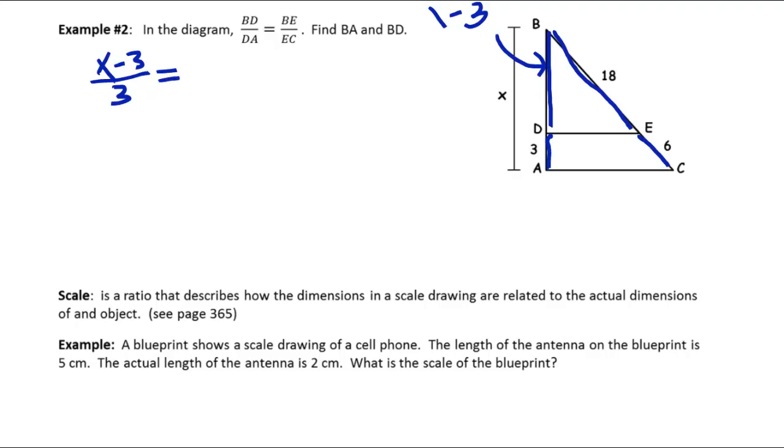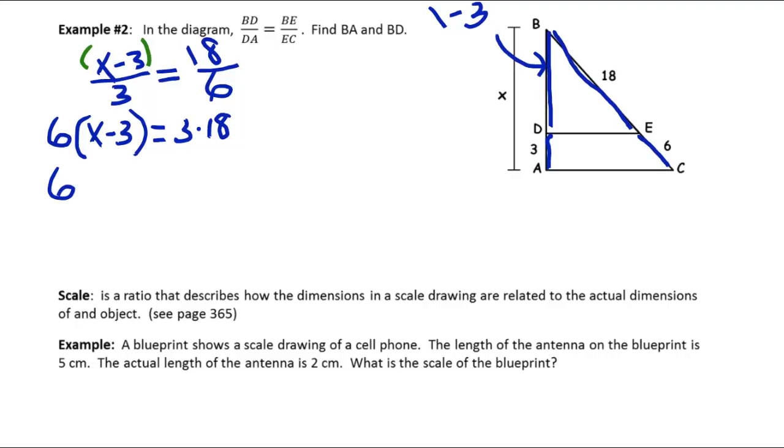So that ratio is going to be equal to the ratio of sides BE, which we have 18, over that little piece at the bottom, EC, which is 6. And so now I'm going to cross multiply. Know that when you have more than one term up here, use a different color. When you have more than one term in either your denominator or numerator, it doesn't matter, you need to put that in parentheses, because that's going to be a 6 times X minus 3 in parentheses, and know that you have to distribute that. And then 3 times 18. So I'm going to get 6X minus 18, and then 3 times 18 is 54.